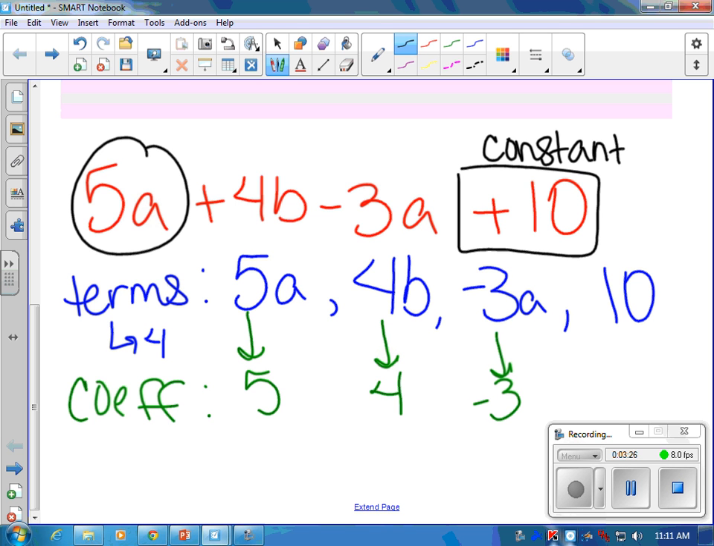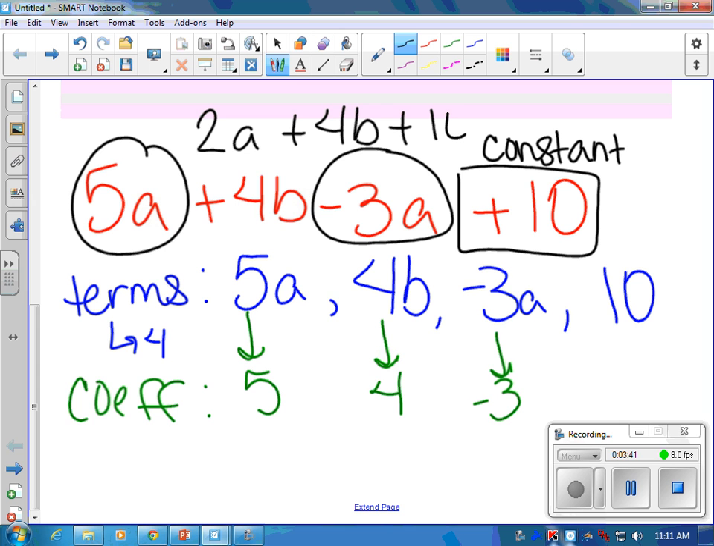5a and what, Jason? Negative 3a. We want to be very specific. Because when I combine those like terms, I have to take 5a minus 3a. And I end up with positive 2a. So if I combine those like terms and simplify this expression, I get 2a plus 4b plus 10.